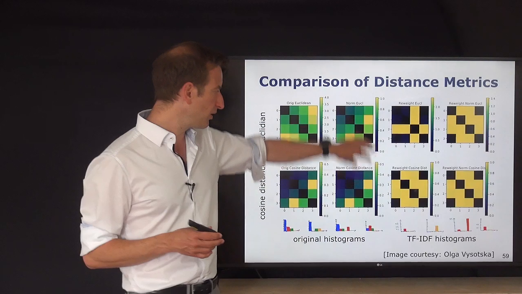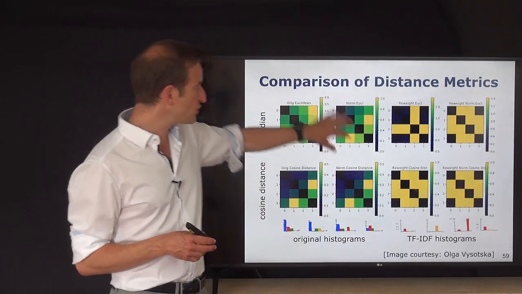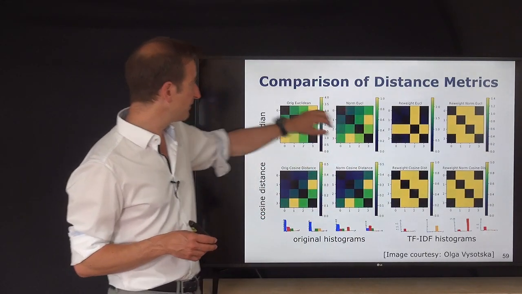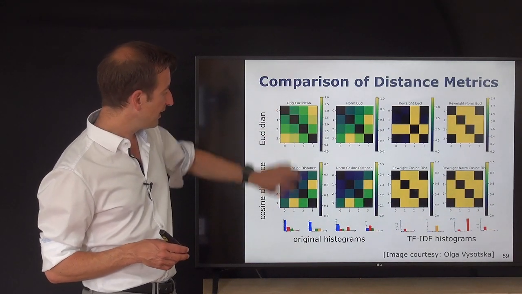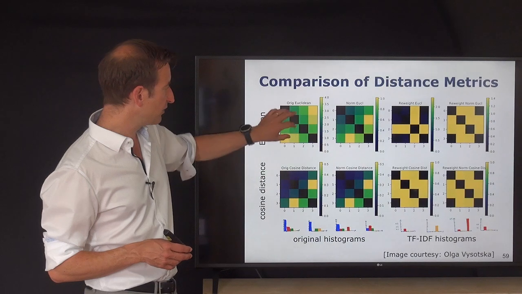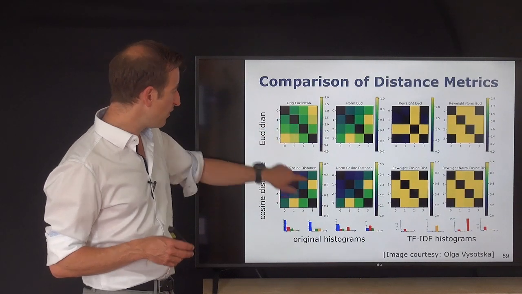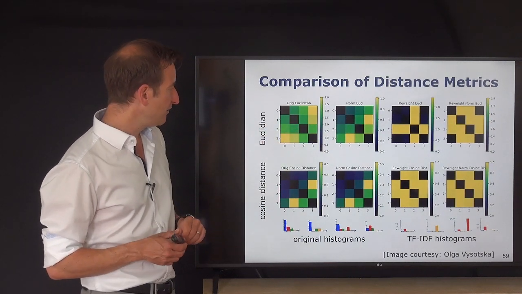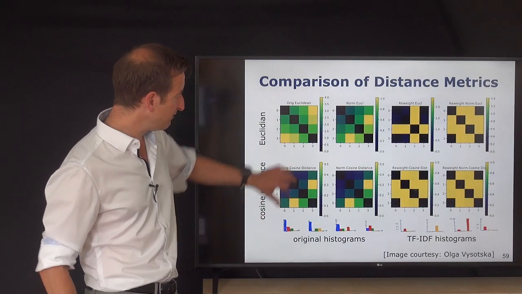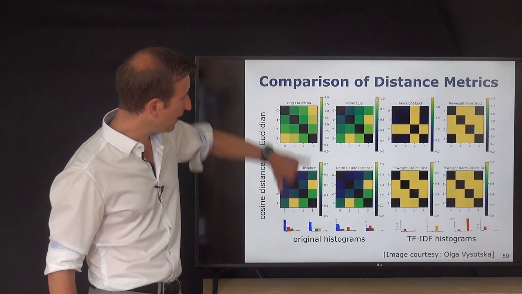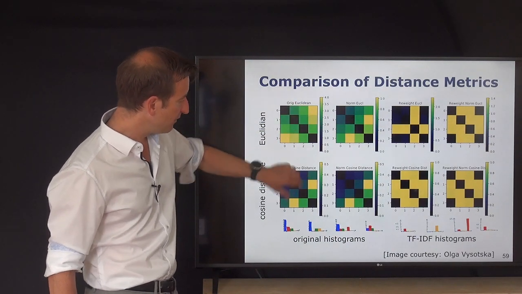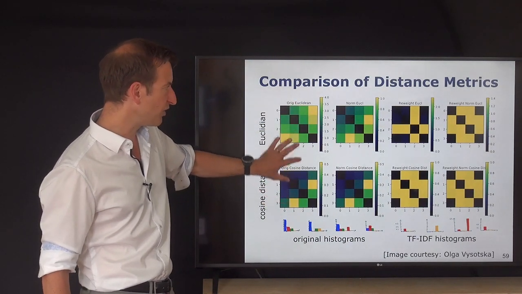So again, in this block here, these are the original histograms, the unnormalized histograms. In this example, this is the Euclidean distance and the cosine distance, both executed on the original histograms. We can see both of them are not very good in finding similarities. This one is a little bit better. Those elements which are equal here, which should be small values, are smaller than here, but it's still far away from 0. So that's not very good.